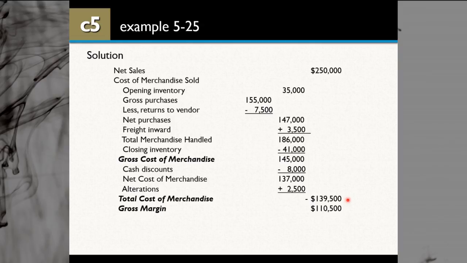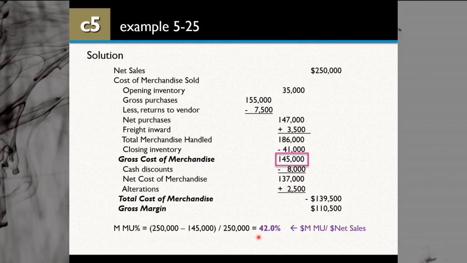Then let's go ahead and look at how you can calculate your maintained markup first. Your maintained markup percentage will be your net sales minus which cost of merchandise sold, gross or total? It is gross, right? Gross cost of merchandise sold. So that's before taking this cash discount or alteration into consideration. So you do net sales minus gross cost of merchandise, which is 145,000, divided by your net sales, which is 250,000. Then you got this 42% as your maintained markup.